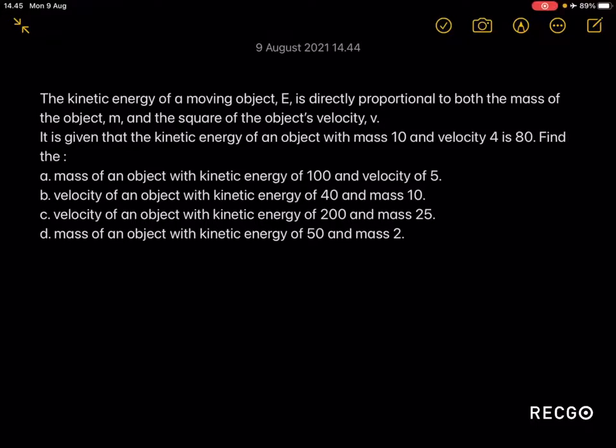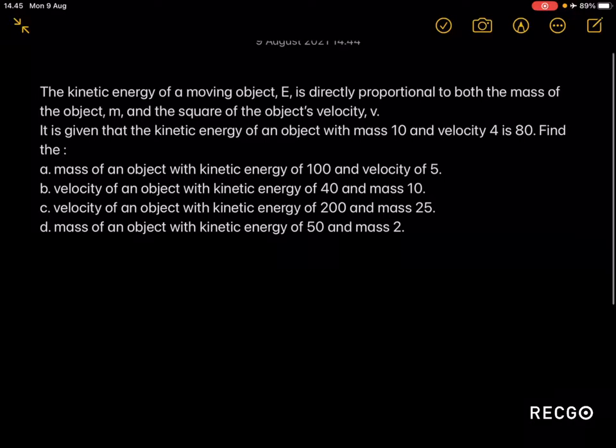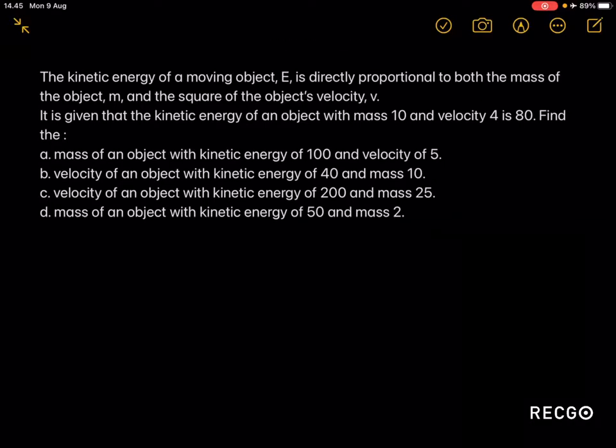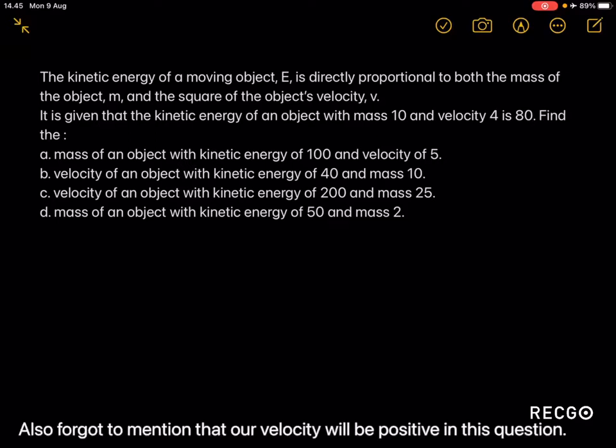Here is another proportion question. So the kinetic energy of a moving object E is directly proportional to both the mass of the object m and the square of the object's velocity v. It is given that the kinetic energy of an object with mass 10 and velocity 4 is 80. And then we need to solve the following 4 parts.